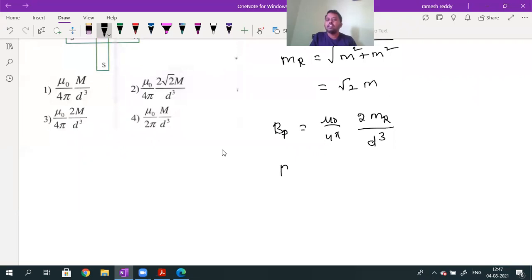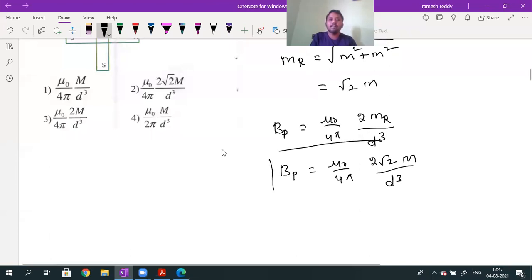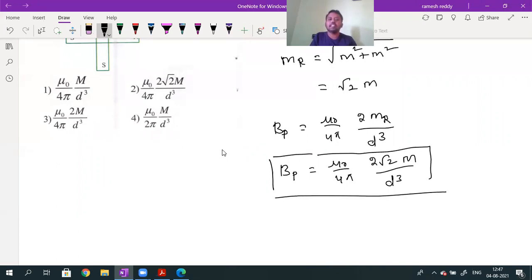BP value. With the resultant magnetic moment value, it is given by mu naught divided by 4 pi into, what will I get, 2 into root 2 into M divided by D cube. 2 into root 2 into M divided by D cube. Okay? This is the expression for the resultant magnetic field induction at point P. So what is the answer here? It is the second option: mu naught by 4 pi into 2 root 2 into M divided by D cube.